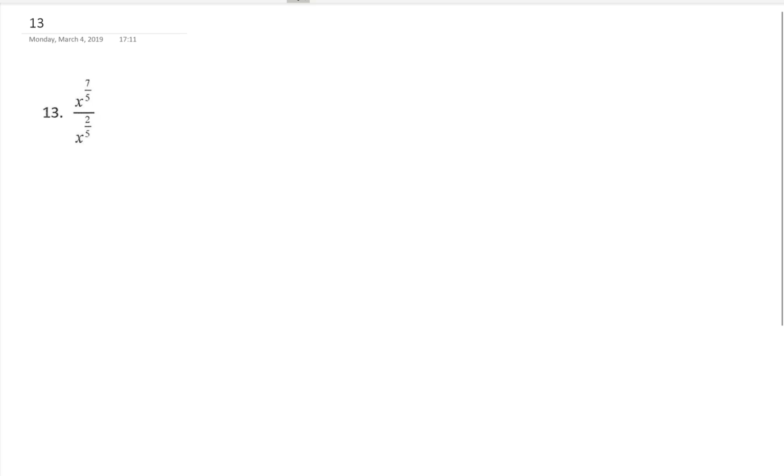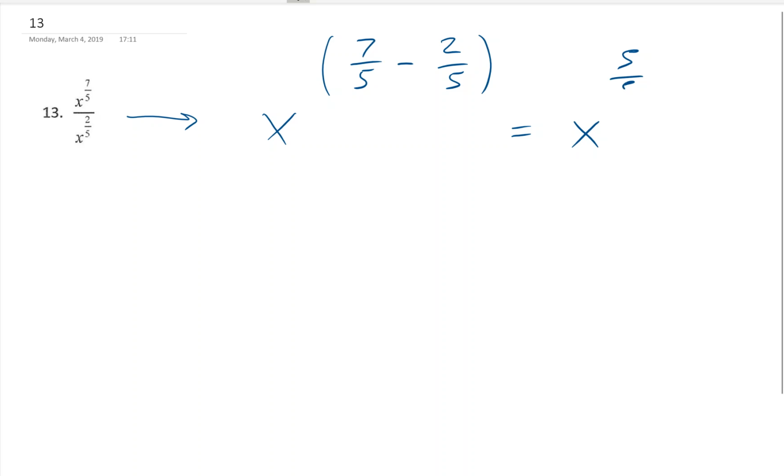Powers over powers, so you subtract. So this works out to be x to the 7 over 5 minus 2 over 5. So 7 minus 2 is 5, so this gives us x to the 5 over 5, which we know is x to the 1st. So the answer is just x.